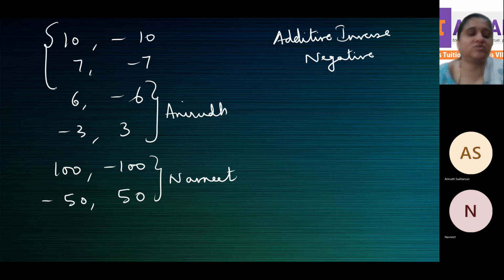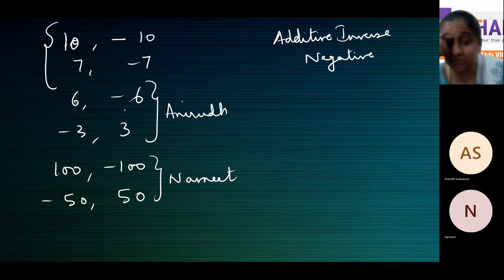Listen to my instructions carefully. Okay, so I'm going to read these two for you. 10 is the additive inverse of minus 10. Minus 10 is the additive inverse of 10. Or you can also say 10 is the negative of minus 10. Minus 10 is the negative of 10. 7 is the additive inverse of minus 7. Minus 7 is the additive inverse of 7. Or 7 is the negative of minus 7. Minus 7 is the negative of 7.